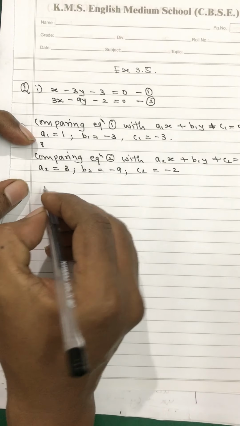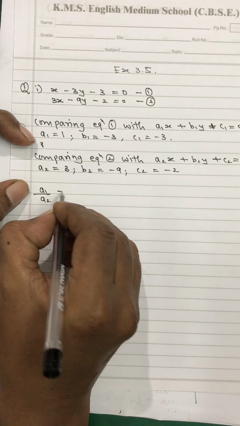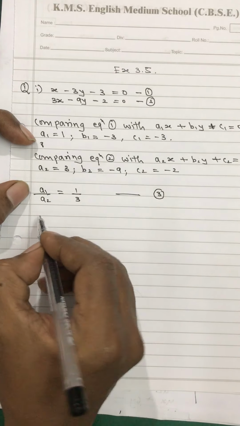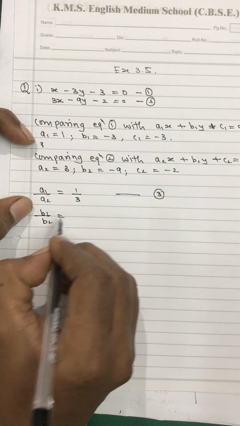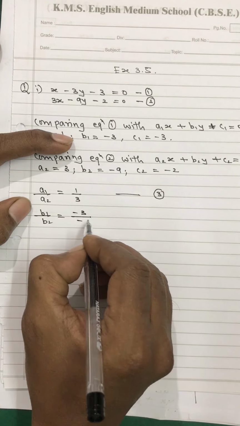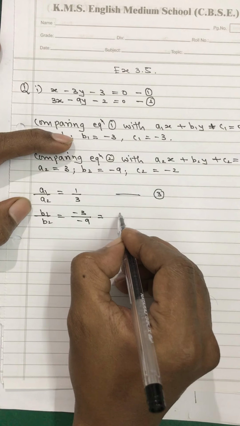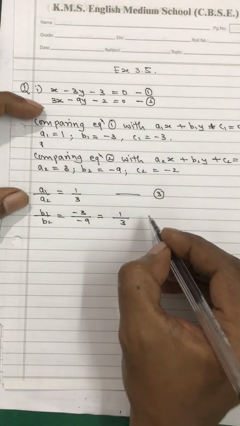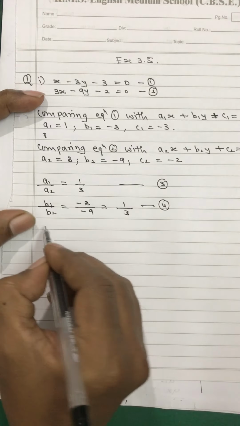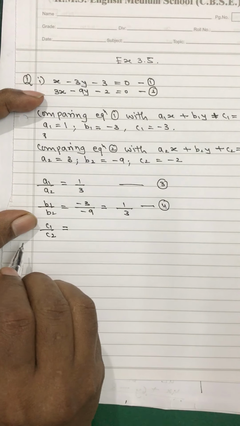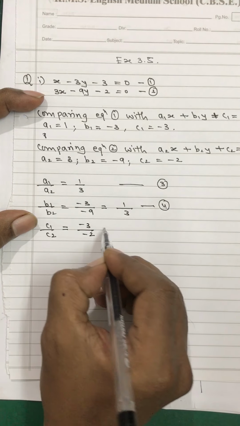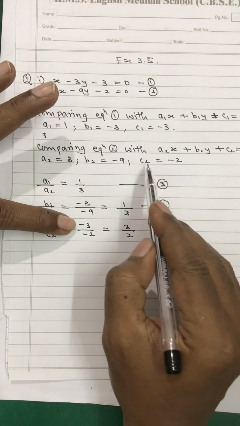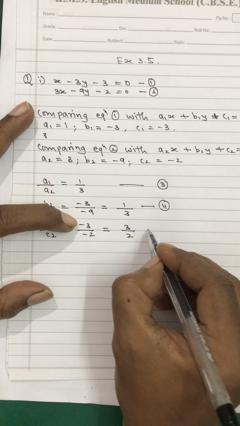Now we have to find the values: a1 upon a2 is equal to 1 upon 3. b1 upon b2 is equal to minus 3 upon minus 9, that is 1 upon 3. This is equal. Because this is equal, we have to find the value of c1 upon c2, that is minus 3 upon minus 2, that is equal to 3 upon 2.